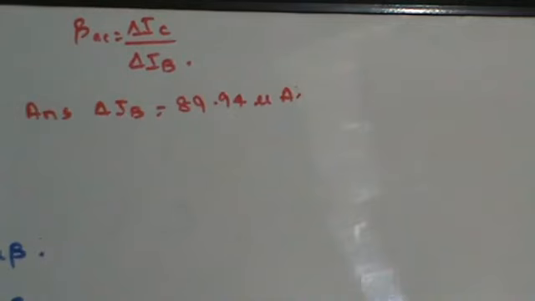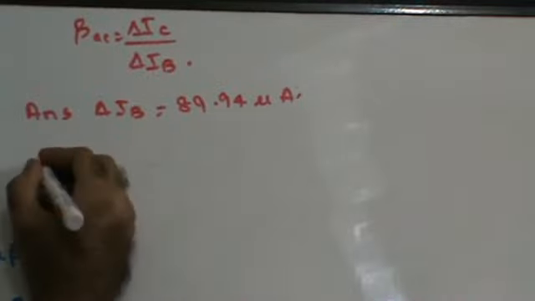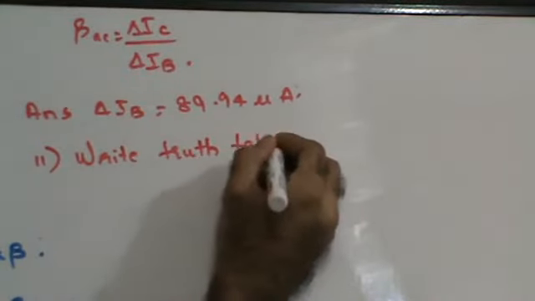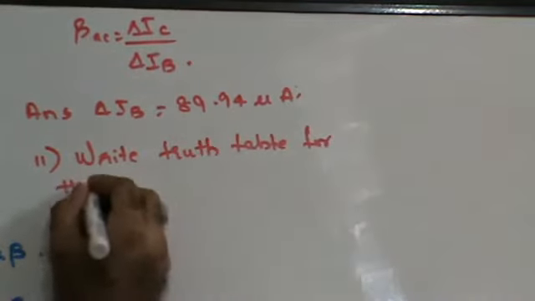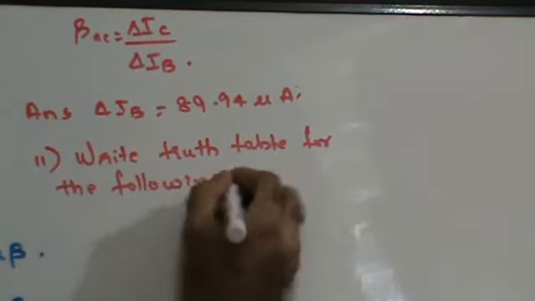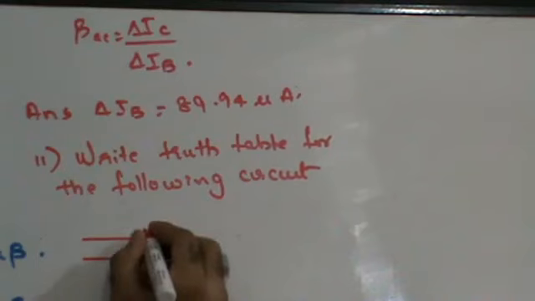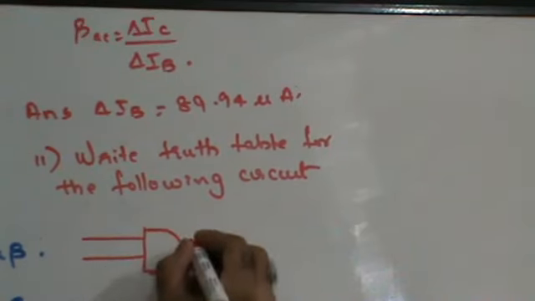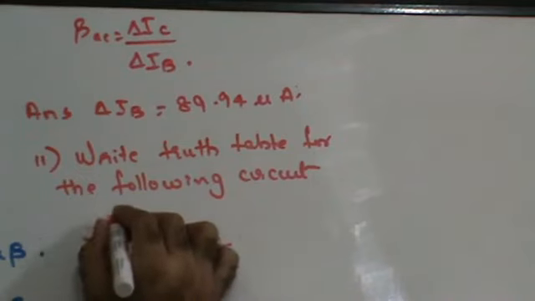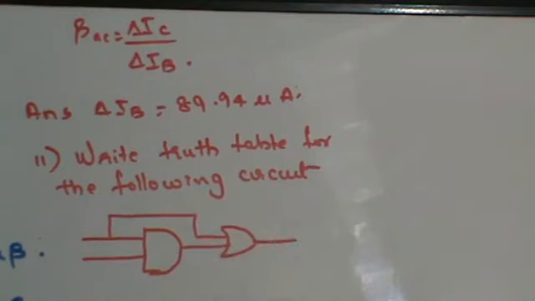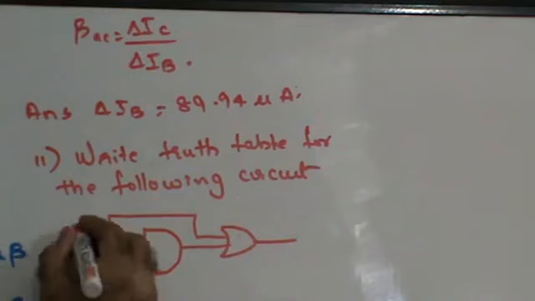Next, take down next sum please. Write truth table for the following circuit. A, B.